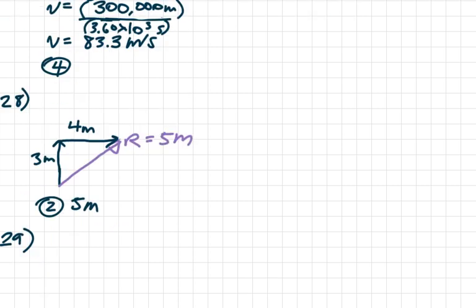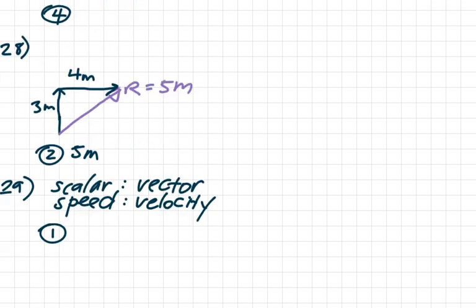Scalars and vectors. Scalar does not have direction, a vector does. And so on choice 1, speed is to velocity. Speed is a scalar, velocity is a vector. Now displacement is a vector and distance is a scalar, but it says scalar vector, not the other way around. Displacement and velocity don't measure the same thing, and speed and distance don't measure the same thing. So if we're saying scalar vector, speed, velocity, just be careful.